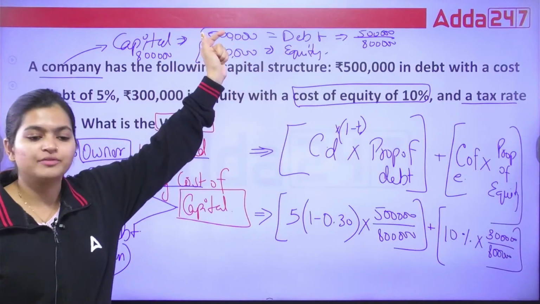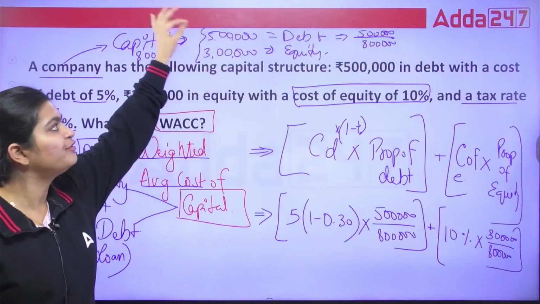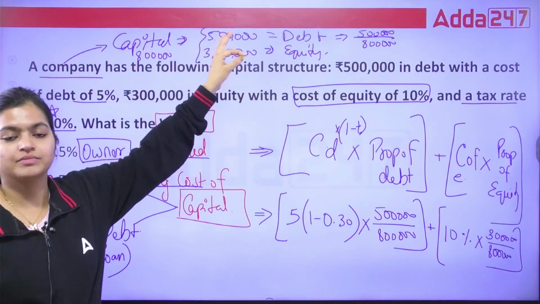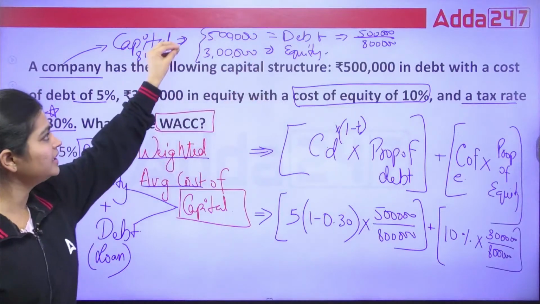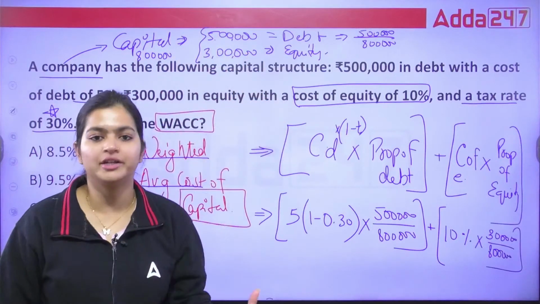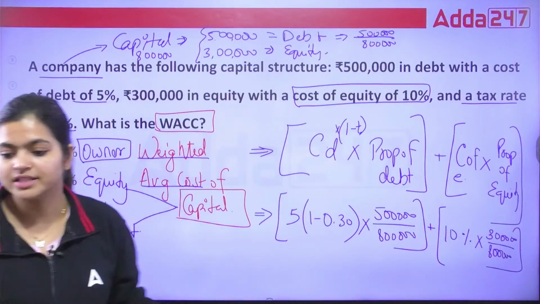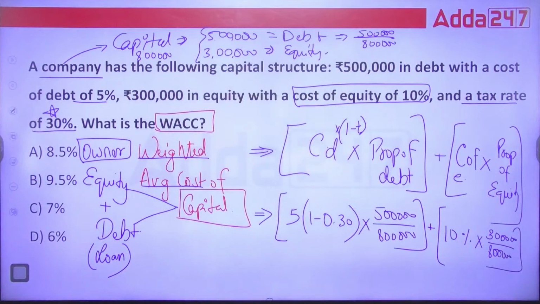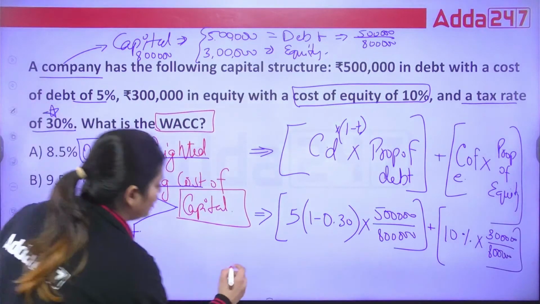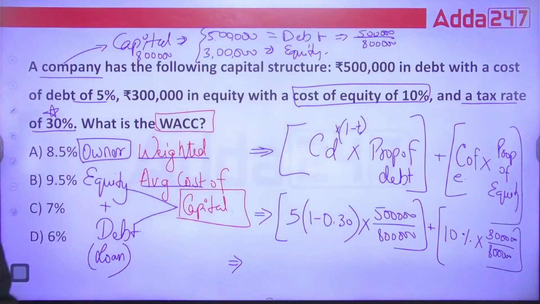That means as a company you borrowed around 5 lakh from the market. That is the debt amount. But the 3 lakh is what the owner brought into that particular company. That is the amount. Correct. So, after solving this, what is the final answer? Can you tell me your final answer?